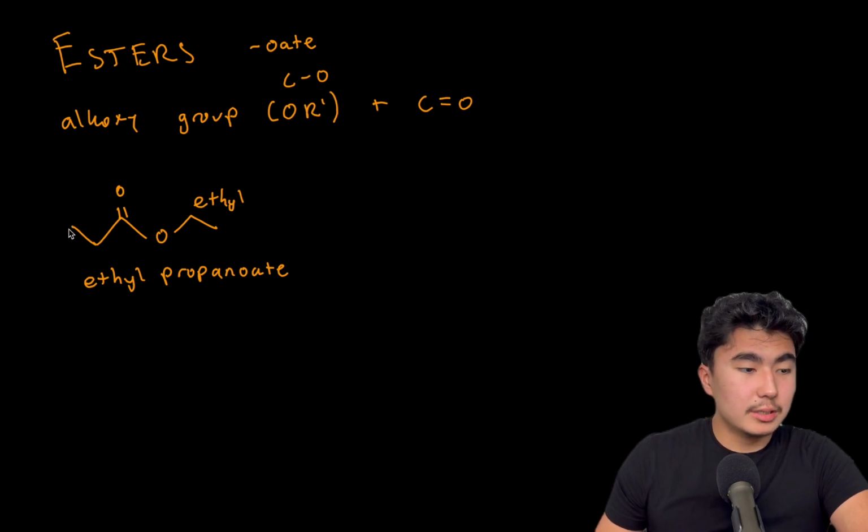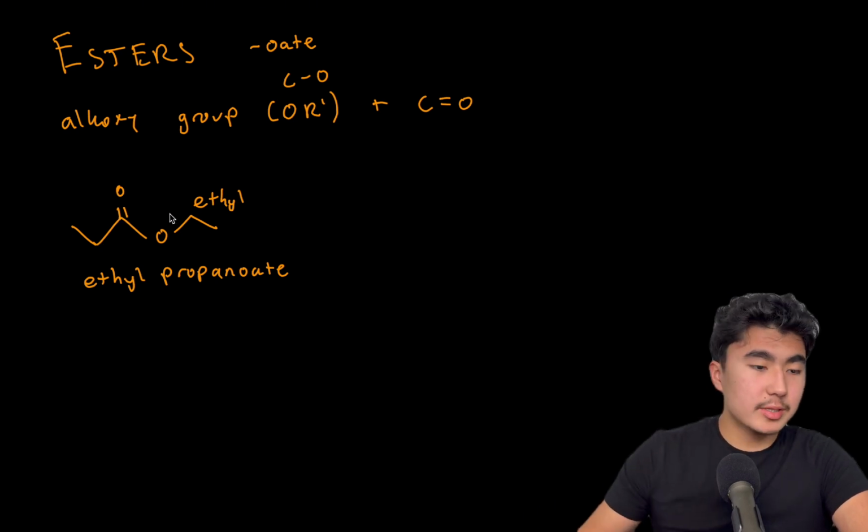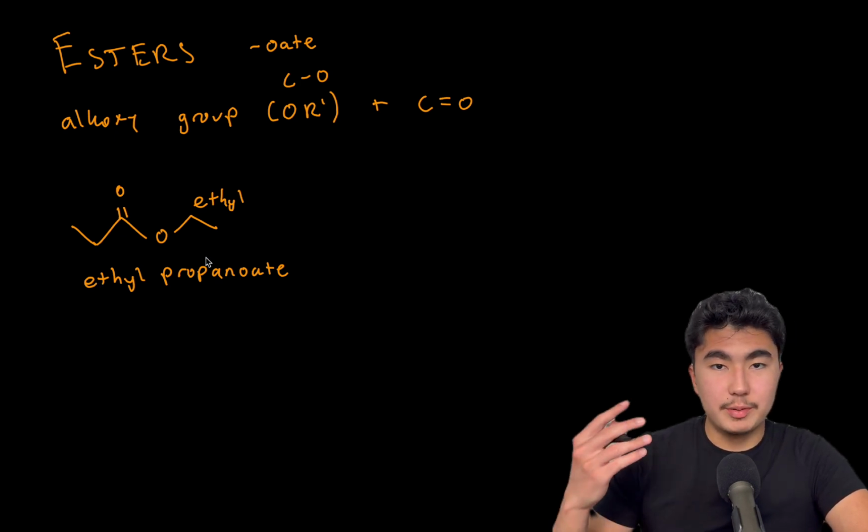Then we look on our left-hand side, we see 1, 2, 3. 3 is propane, so we have 3 carbons. But we have that suffix -oate to signify that this is an ester. So we go ethyl propanoate.